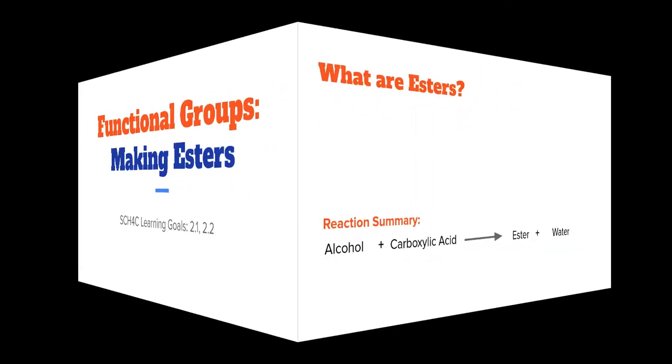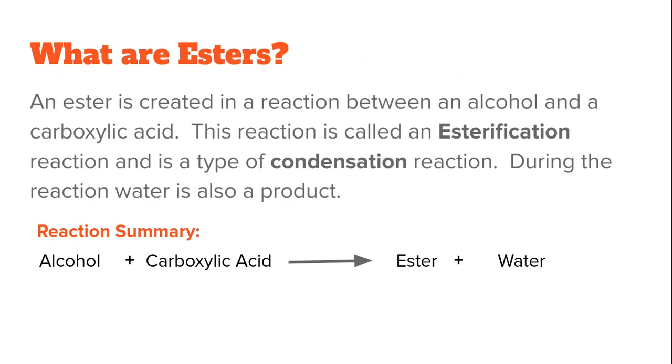First of all, what are esters? An ester is created in a reaction between an alcohol and a carboxylic acid. The reaction is called an esterification reaction, and it's a type of condensation reaction. The word condensation refers to the fact that we get water as a product. So the reaction summary is here.